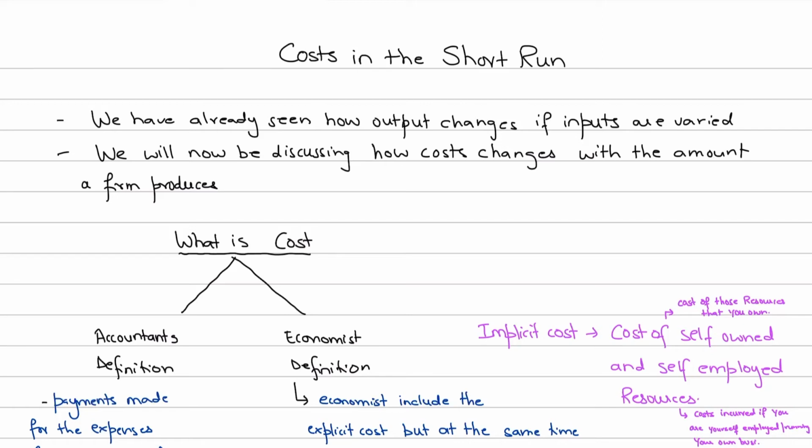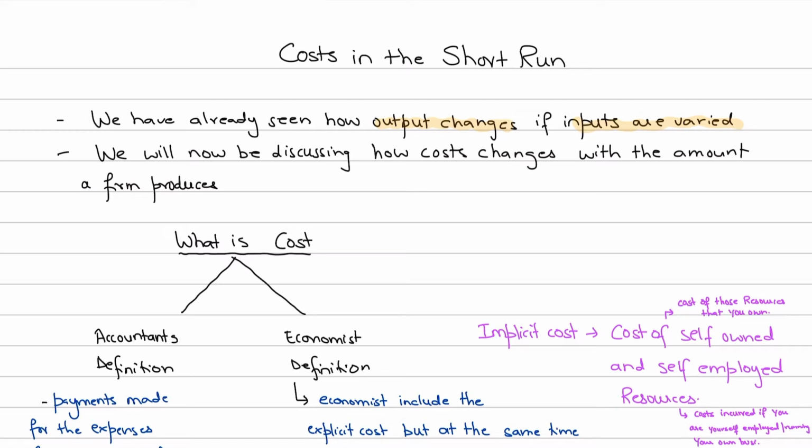Hi guys, I hope you're doing well, and in this video we're going to be starting with cost, that is cost in the short run guys. Now we've already seen in the previous videos how output is going to change, that is how your total product, marginal and average product will change if your inputs are varied, that is if you increase or decrease resources, what impact will that have on output.